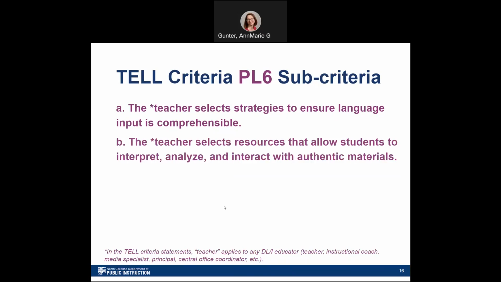B is the teacher selects resources that allow students to interpret, analyze, and interact with authentic materials. Remember, we want authentic materials that are designed for native speakers of the language that we're focusing on. And they're going to be doing different things with them. We've mentioned reading, listening, and viewing, but also interpreting that. How do they understand things that they have read or listened to or viewed? Also, how do they analyze it? And what do they think about? What aspects of it do they need to analyze to move forward? And then how do they interact with it, either on their own or in other ways as they are processing those authentic materials?